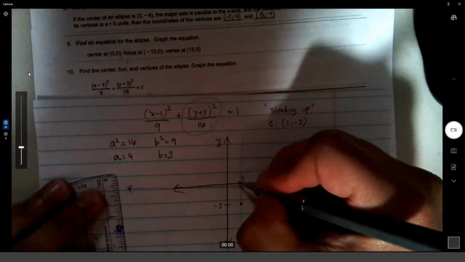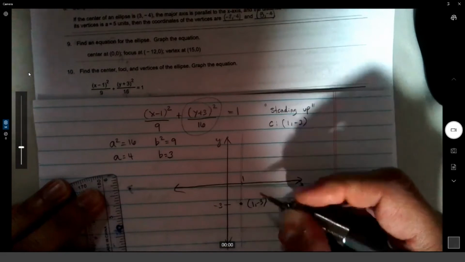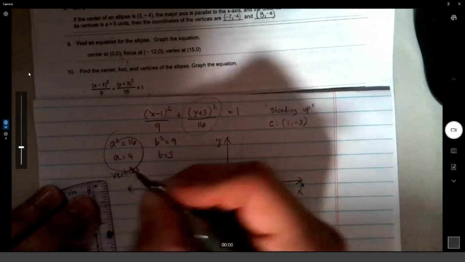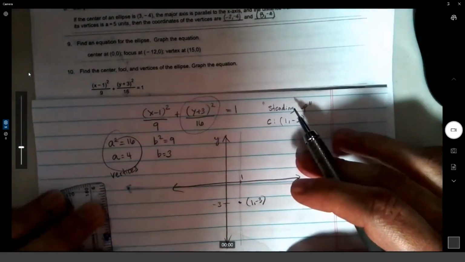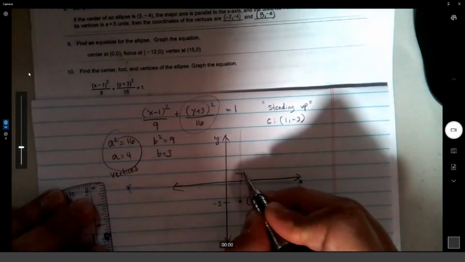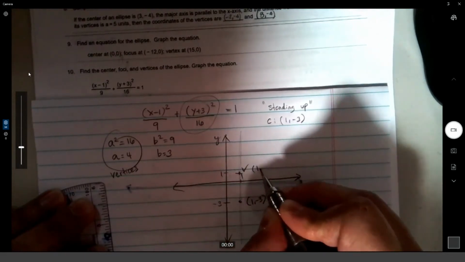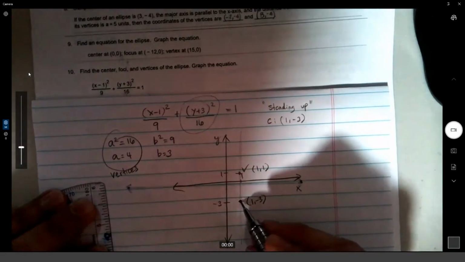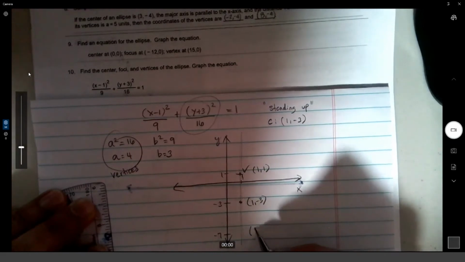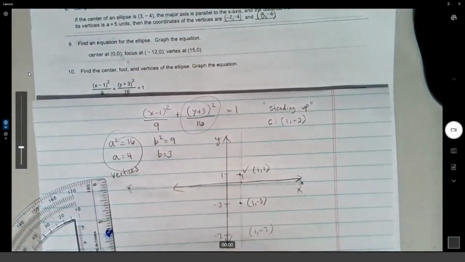In this case, what we're saying is if this is the center, 1 comma negative 3, the vertices are going to be 4 units away from the center. 4 units away puts one vertex here at 1 comma 1. And it puts another vertex 4 units below, which will be 1 comma negative 7. So there are the coordinates of the two vertices.